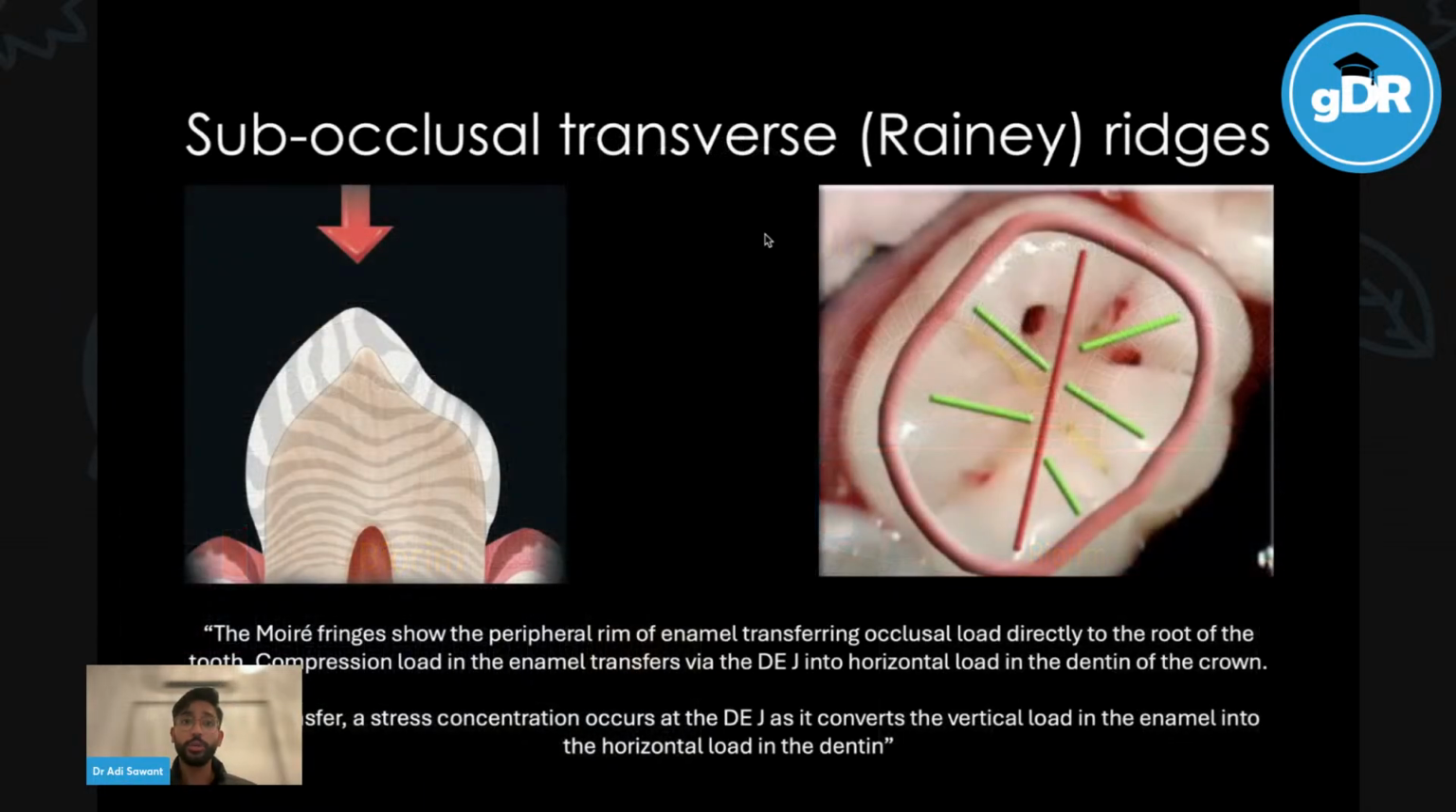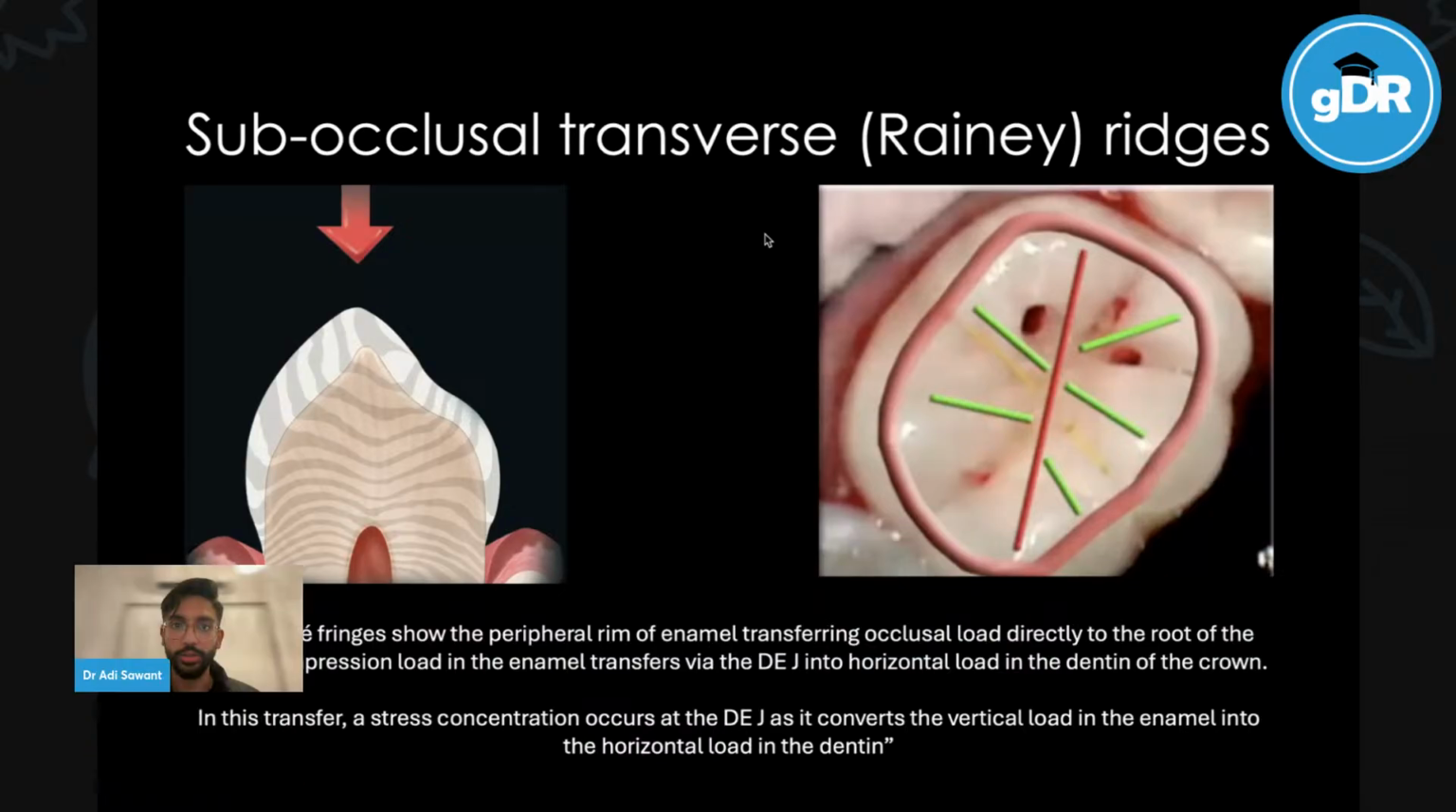Now, the other structure we talked about, these rainy ridges. On the left of the screen, you can see that moire fringe analysis. Essentially, those bands you can see up top, they're quite vertical. The stress is going down into the tooth. And along the sides, along the cervical third, you can see that force distribution is going horizontally, right? It's exactly the forces going through a tooth.